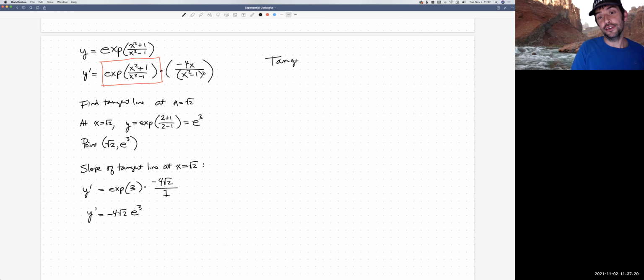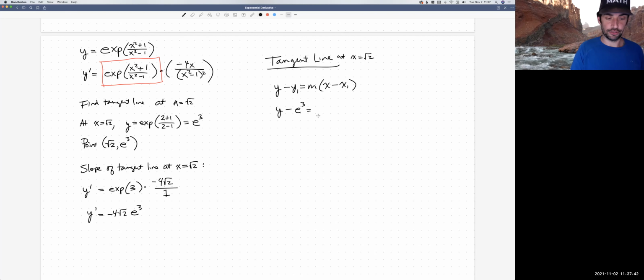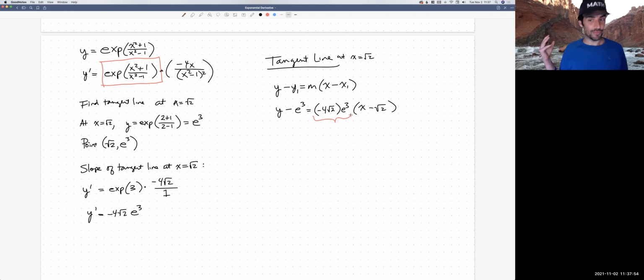So putting this all together, the tangent line at x equals root 2 is y minus y sub 1 equals the slope times x minus x1. In this case, we figured out that the y value of the point is e cubed. The slope is negative 4 root 2 e cubed, right? So this is x minus root 2. Just want to remind us, if we get these ugly things, that's just a number, right? Even though it looks all pretty strange, it's just a number.